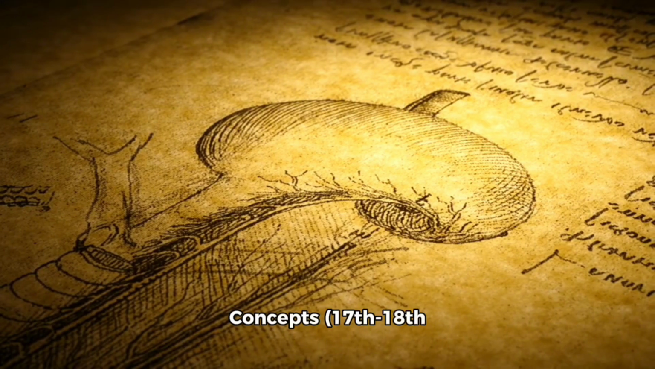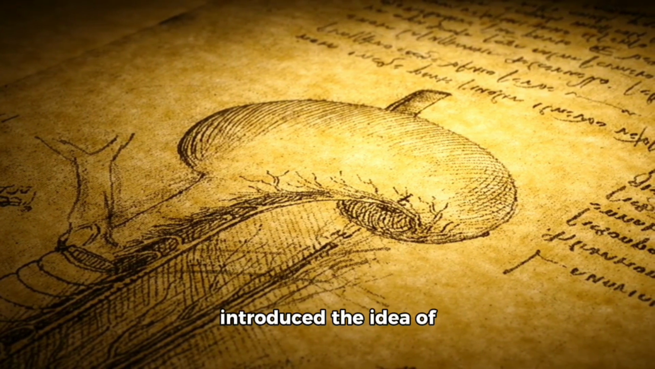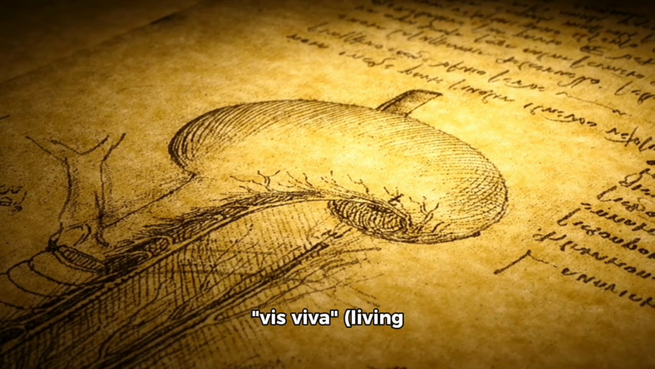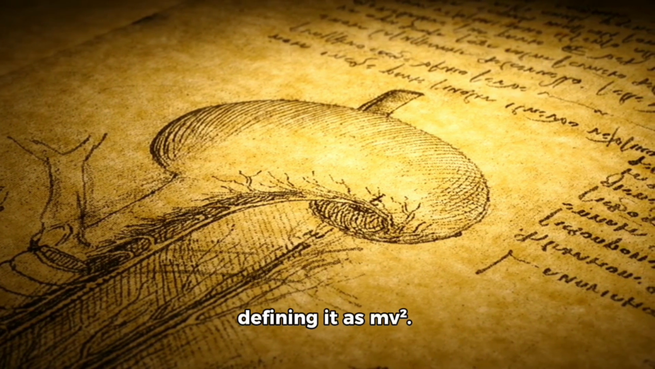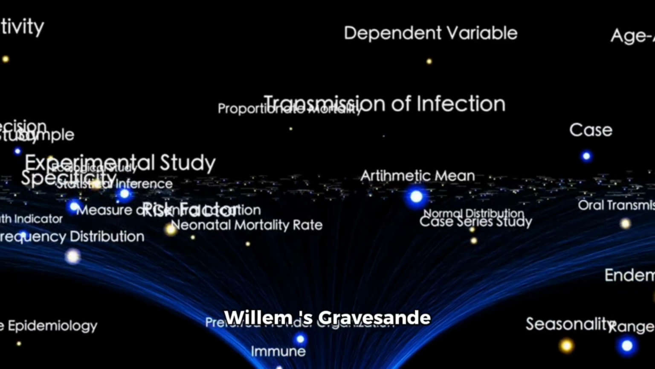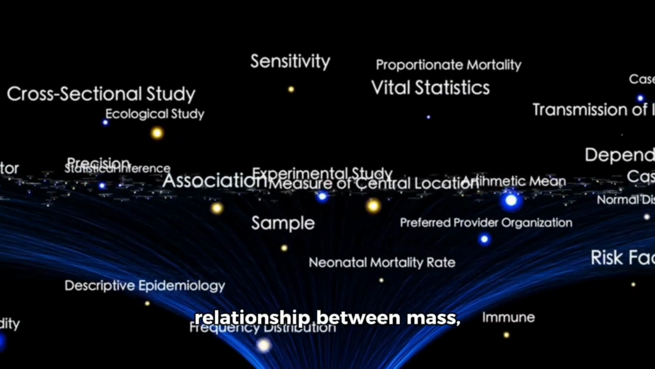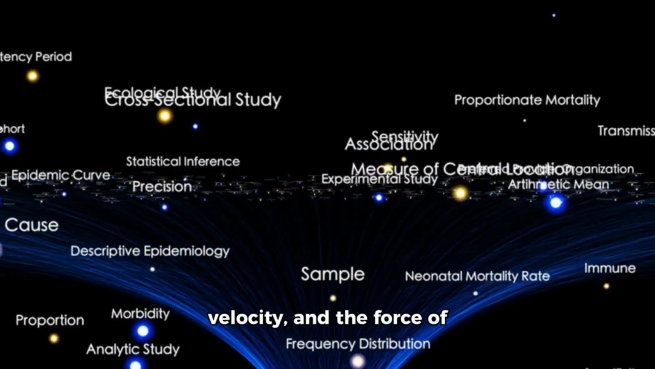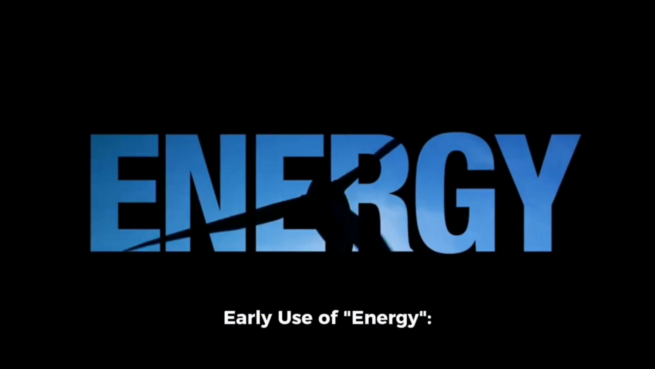Early concepts, 17th–18th centuries. Gottfried Wilhelm Leibniz introduced the idea of vis viva, or living force, which is similar to kinetic energy, defining it as mv². Experimental evidence: Willem 's Gravesande provided experimental evidence supporting the relationship between mass, velocity, and the force of impact, later explained by Émilie du Châtelet.